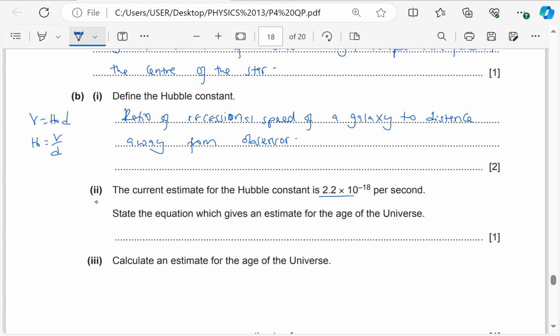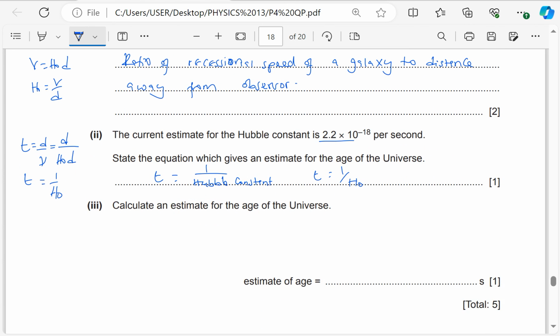State the equation which gives an estimate for the age of the universe. So the age t is equal to distance over speed. Let's say the distance is d, and the speed is H naught times d, so it means time is going to be 1 over H naught. So the time t is equal to 1 over the Hubble constant, or you can just say t equals 1 over H naught.